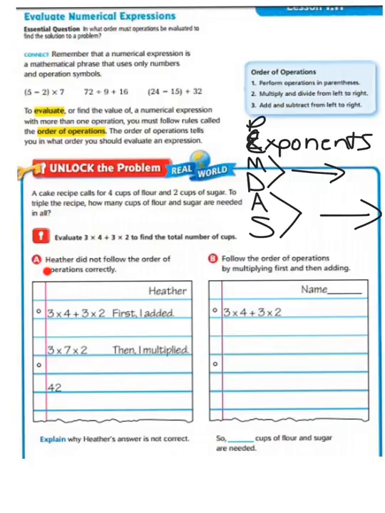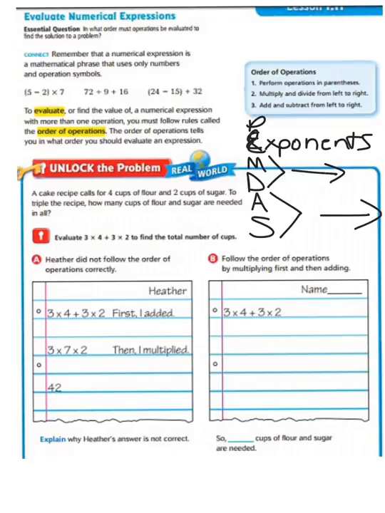So we say Heather did not follow the order of operations correctly. She's got 3 times 4 plus 3 times 2. So this is how Heather solved it. First she added. So she was adding 4 plus 3. So then it became 3 times 7 times 2. Then she multiplied to get 42. That's how Heather solved the problem.